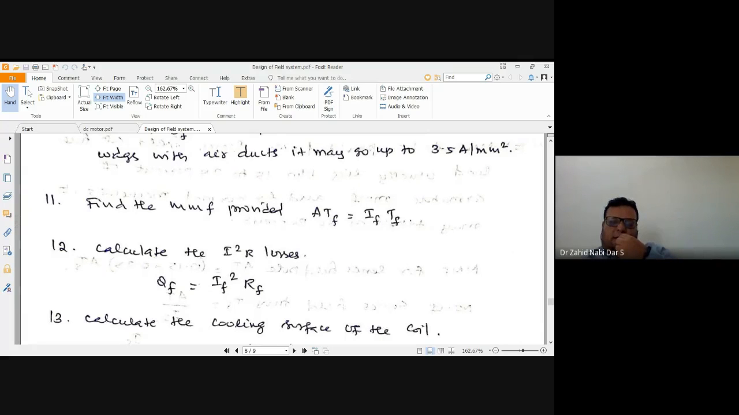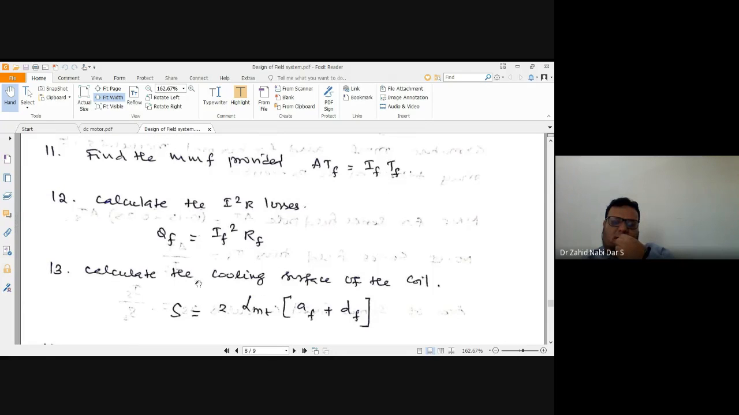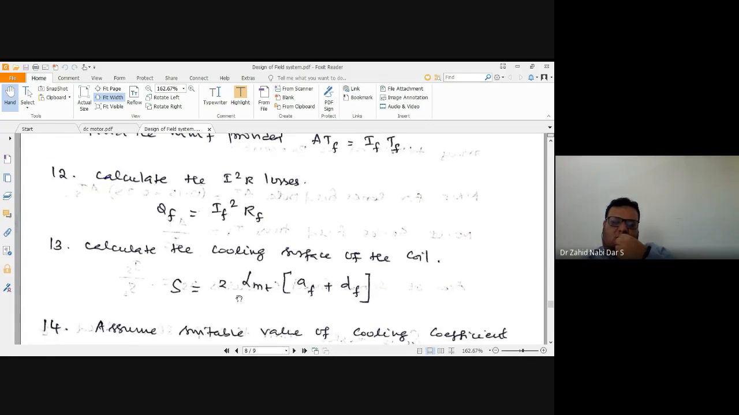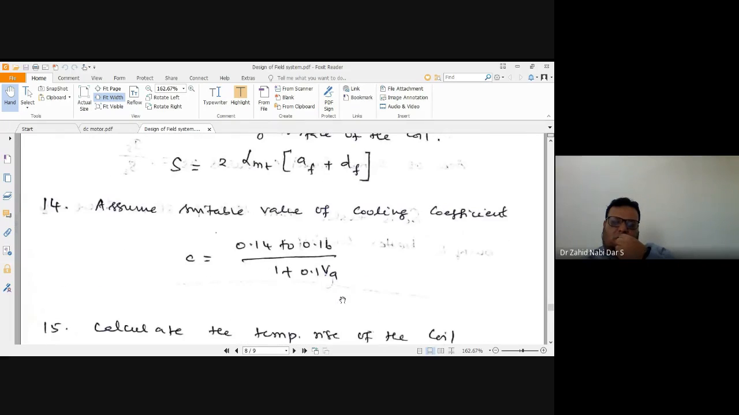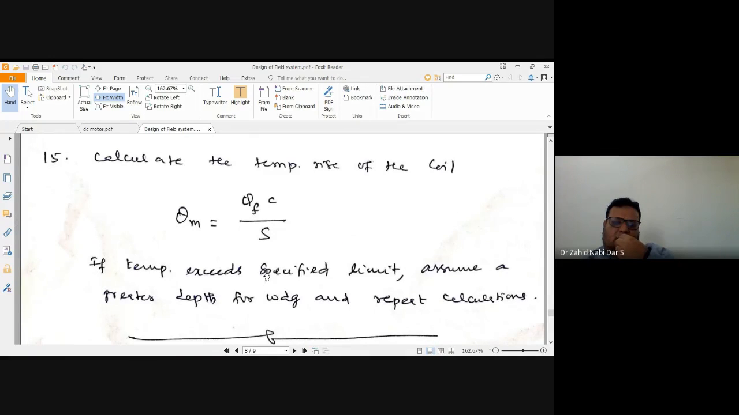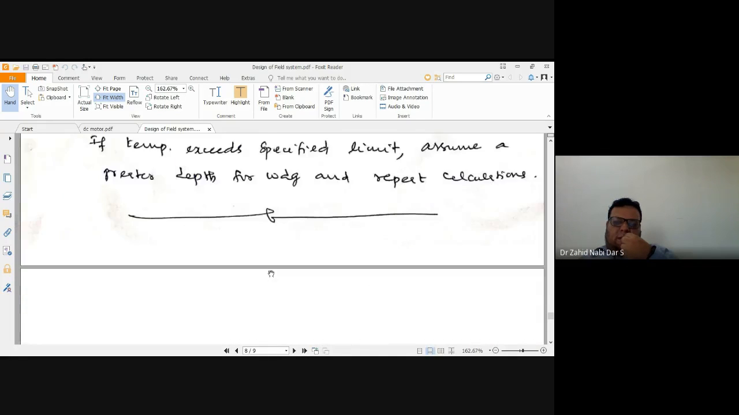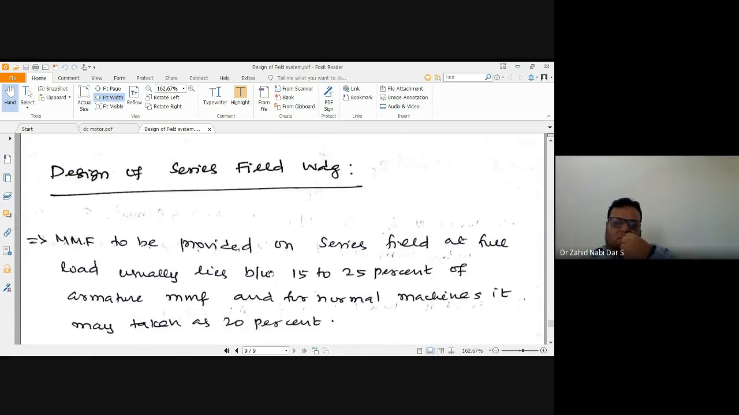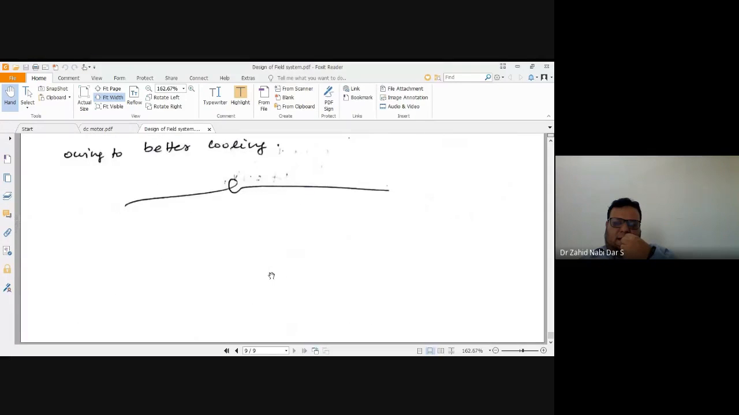Find the mmf provided. The mmf is ampere turns, so this would be IF into TF, and calculate the I square R. Once you have this, you can calculate IF square into RF, then calculate the cooling surface of the coil. This cooling surface is twice LMT into AF plus DF. Assume a suitable cooling coefficient. Calculate the temperature rise of the coil, and if the temperature exceeds the specified limit, assume a greater depth for winding and repeat the calculation. Now we will also do a numerical on this.